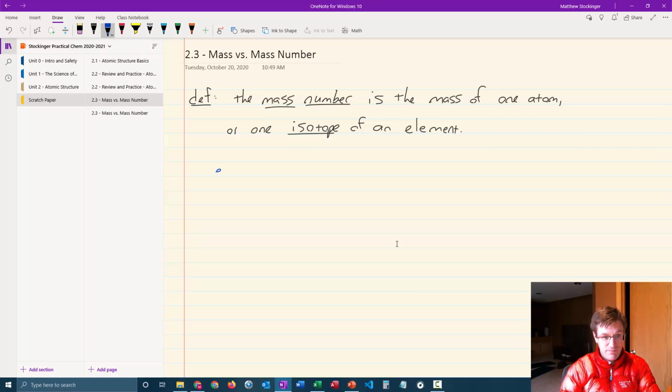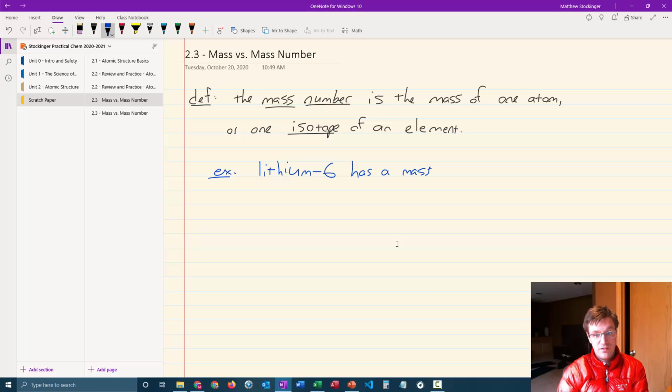For example, lithium 6, and this is how we write the name of that isotope, has a mass number equal to 6 AMUs. Lithium 7, and this time I'm writing it shorter with just the symbol, has a mass number equal to 7 AMUs.